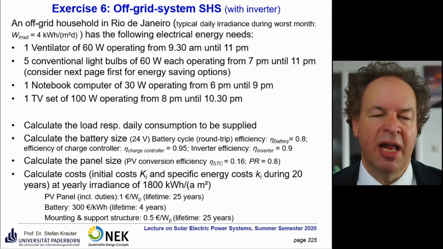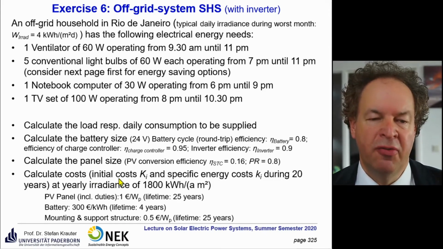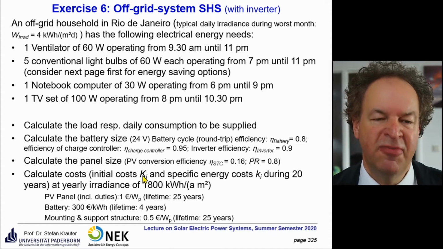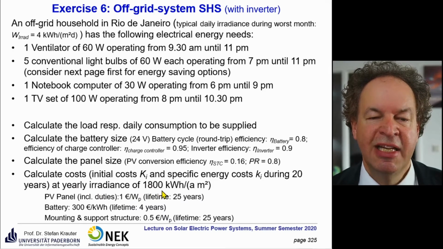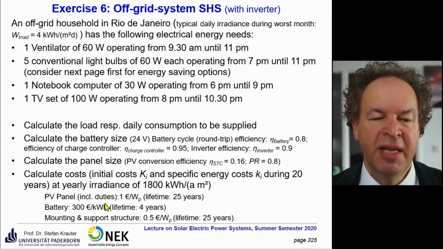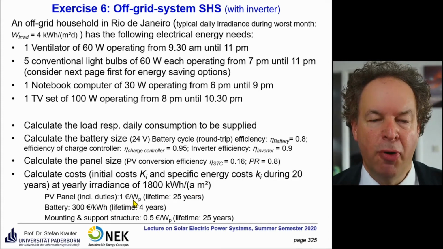Then we have to calculate the cost of such a system. First, the investment cost, the initial costs, the big K, and then the specific costs, small k, during 20 years. We calculate with the irradiance which you receive there, 1,800 kilowatt hours per square meter per year. We consider PV panel at €1 per watt. That's relatively expensive, but you have to consider local market prices. That includes duties and so on. So that's a realistic value.